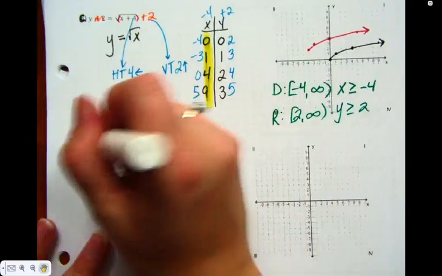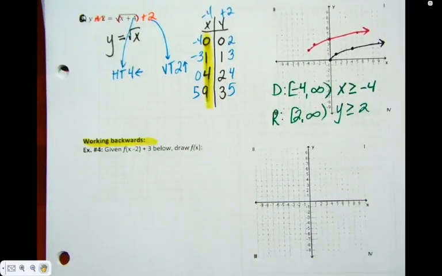The last example I put in, because there's one like this in the book and everyone freaked out last year, I called it working backwards. They're going to give you the graph already after a bunch of transformations, and they're going to ask, what was the original graph? They want to know, what did we start with?